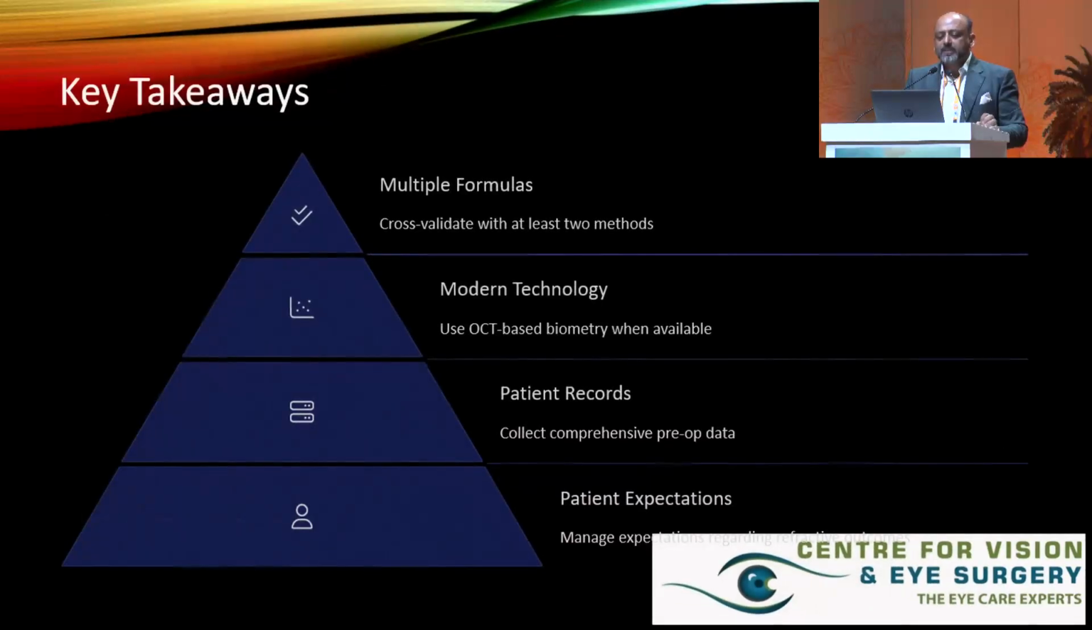So key takeaways: you have multiple formulas, so it's a good idea to cross-validate across two methods. You need to use modern technology. At present, probably OCT-based biometry is the most advanced, and you need to manage patient expectations.